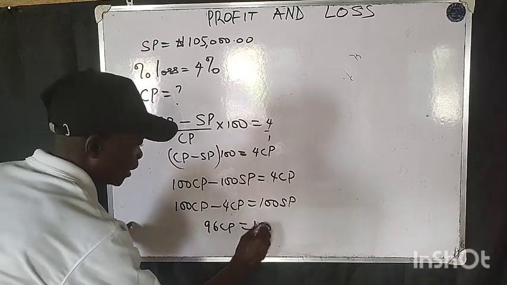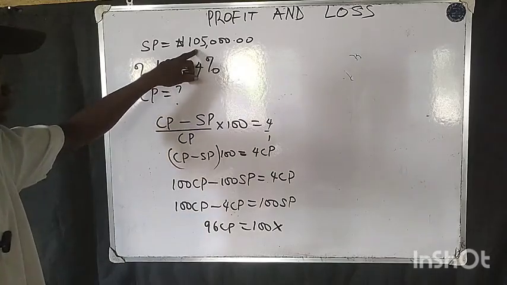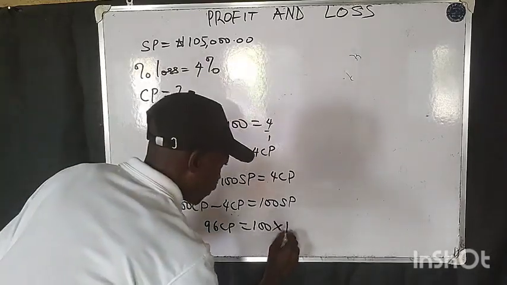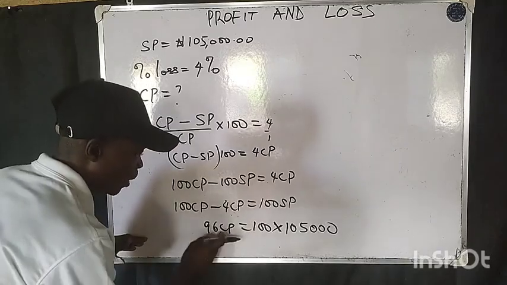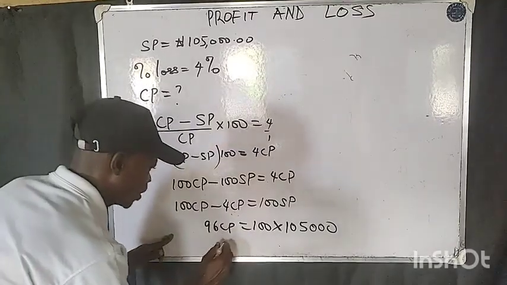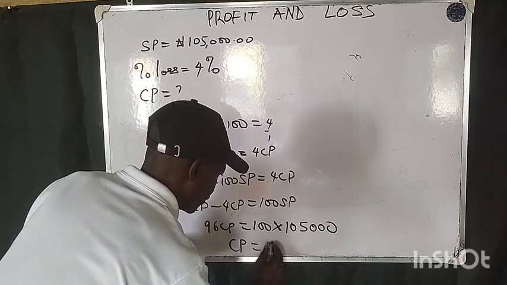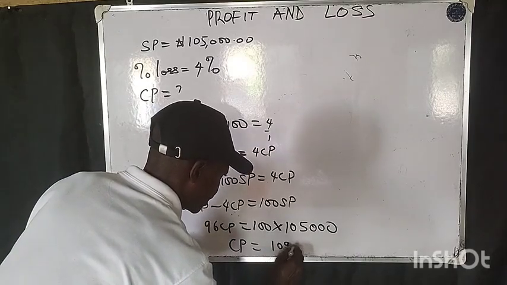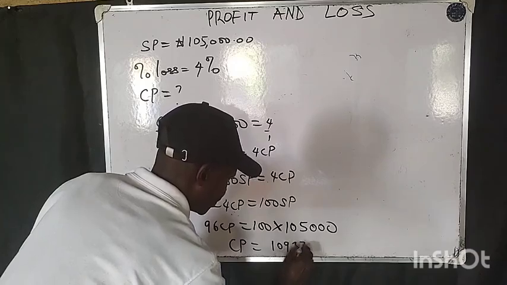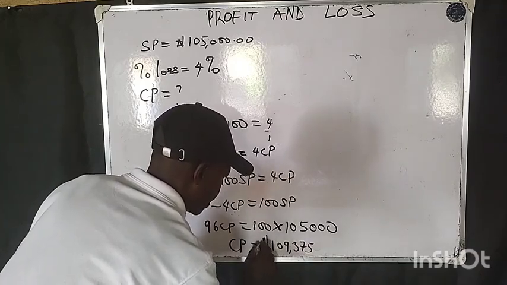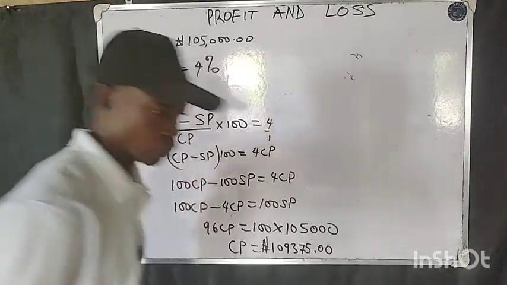This is 100 SP. Our SP is known. It's 105,000. So we divide both sides by 96 to get CP. The answer is 109,375 naira. This is the cost price. This is how to handle this kind of question.